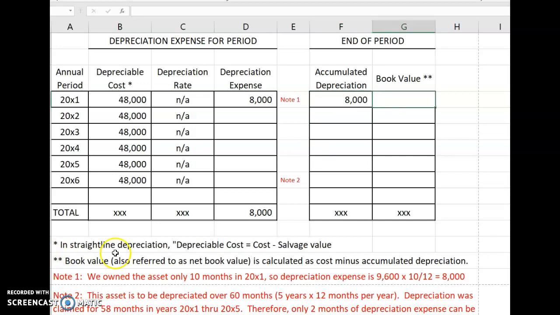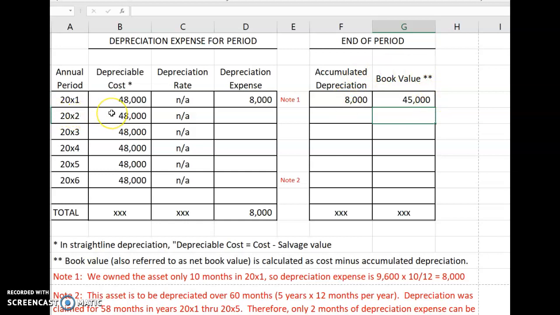And book value, as defined down here, is cost minus accumulated depreciation. Well, cost is $53,000 minus the accumulated depreciation claimed to date. So at the end of X1, accumulated depreciation is $8,000 and the book value is $45,000.